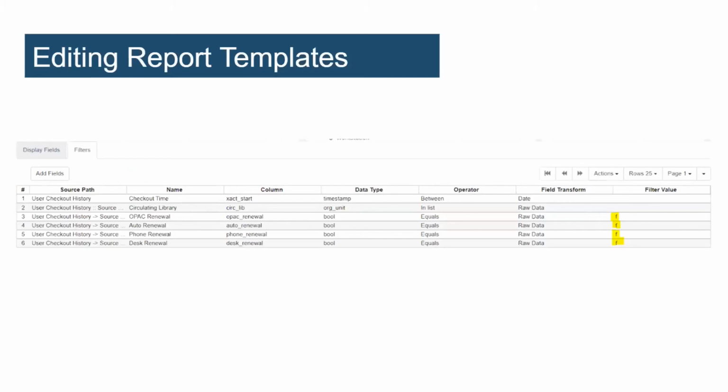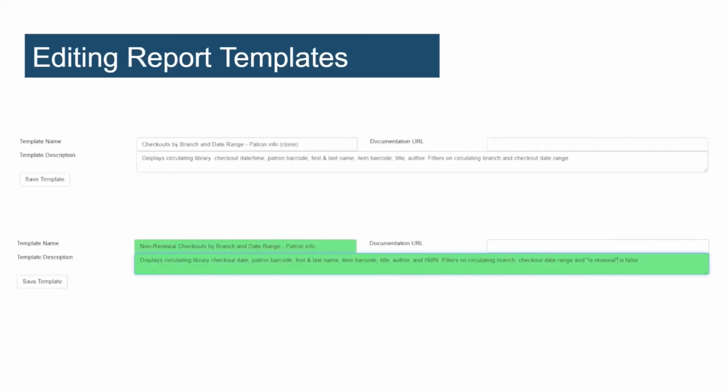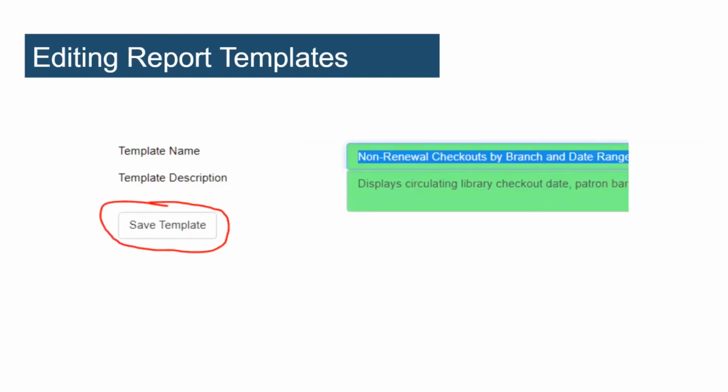We're almost ready to run our template, but first we need to clean up a few things. We need to update our template name and description so that people who use the template after us will know what's good. I changed the name to Non-Renewal Checkouts by Branch and Date Range, Patron Info. I also added the ISBN, checkout date, and Is Renewal filter to the description. Now we're ready to save the template.